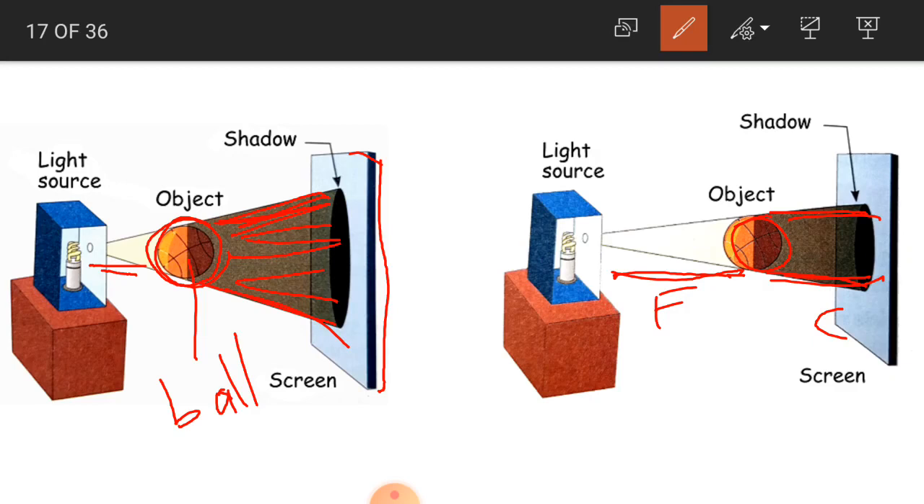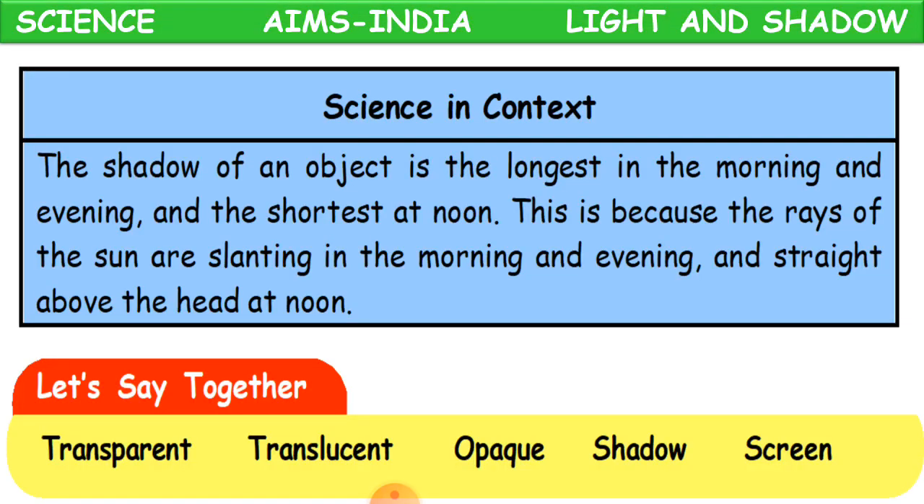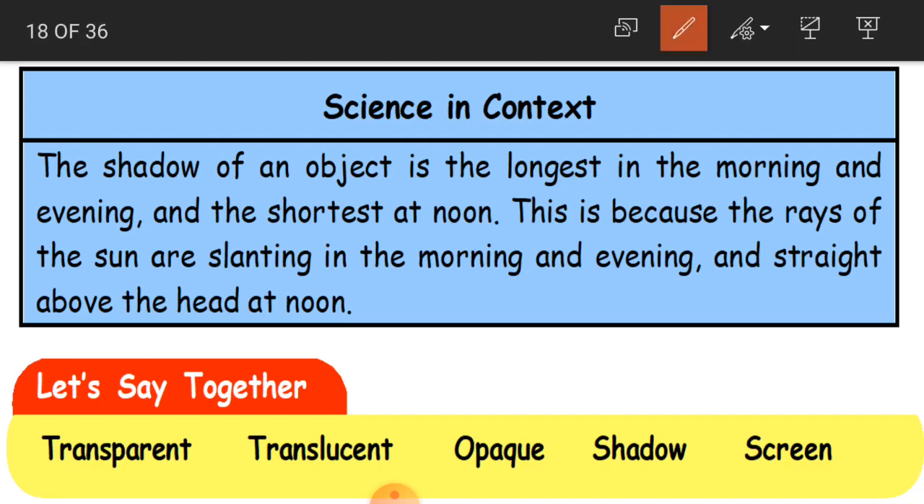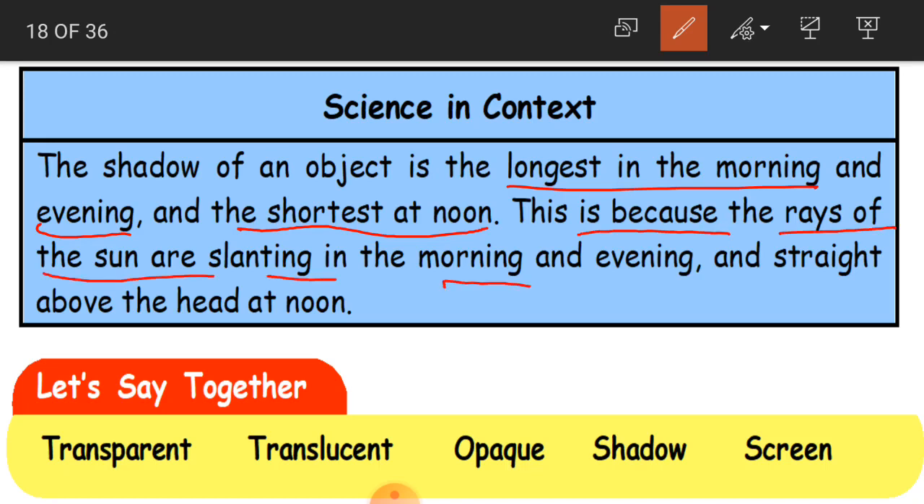Okay, children, these are the characteristics of the shadow. And science in context. What we are going to learn here is that the shadow of an object is the longest in the morning and evening and the shortest at noon. This is because the rays of the sun are slanting in the morning and evening and straight above the head at noon.